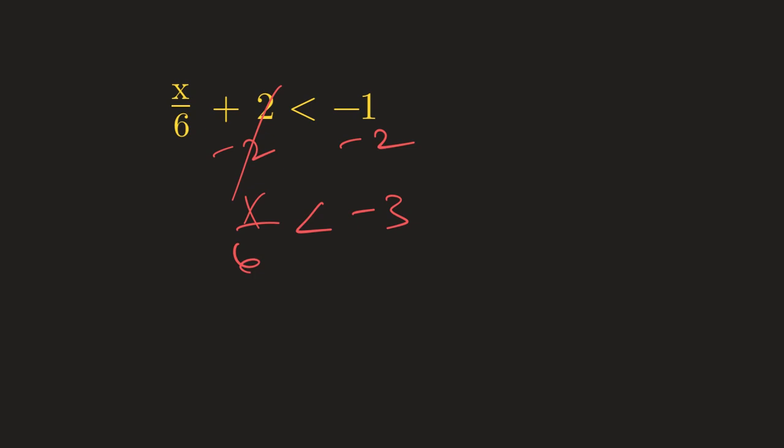How do we get rid of that 6? If x is being divided by 6, let's multiply both sides by 6 to undo it. There on the left side, the 6's cancel, and you're left with x. Did we multiply with a positive or a negative 6? Positive 6. Therefore, the inequality stays the same. And what's negative 3 times 6? Negative 18.